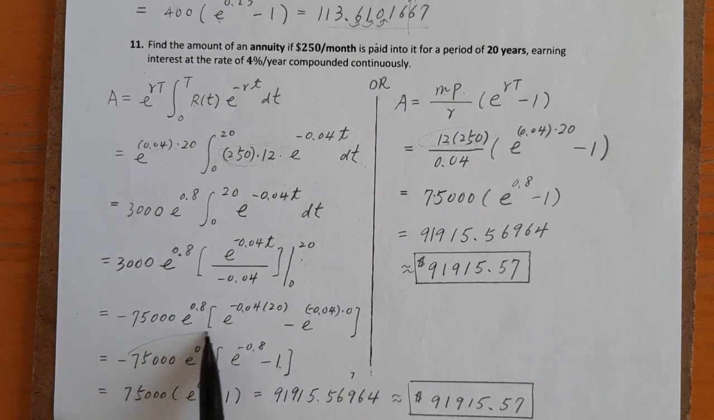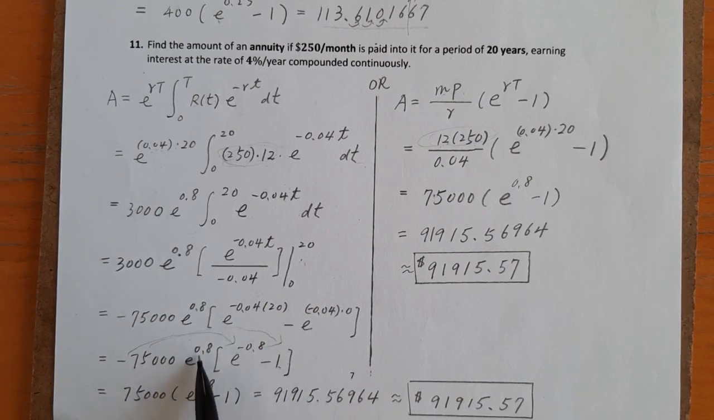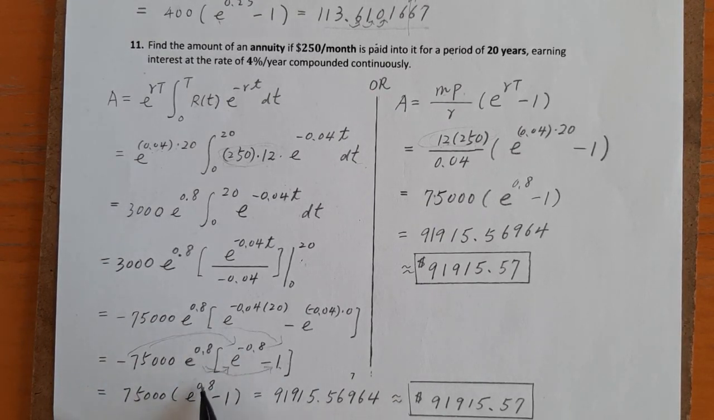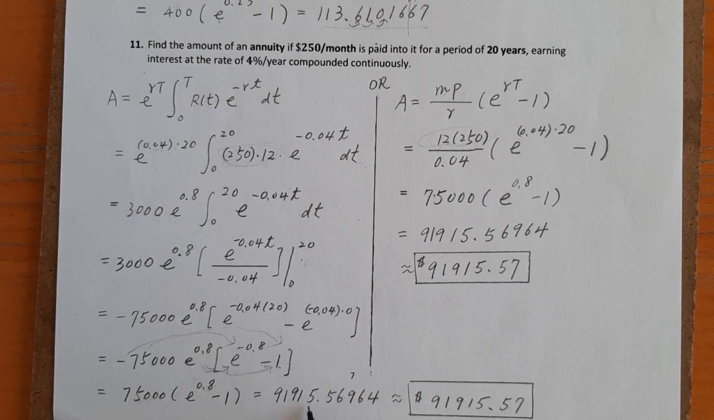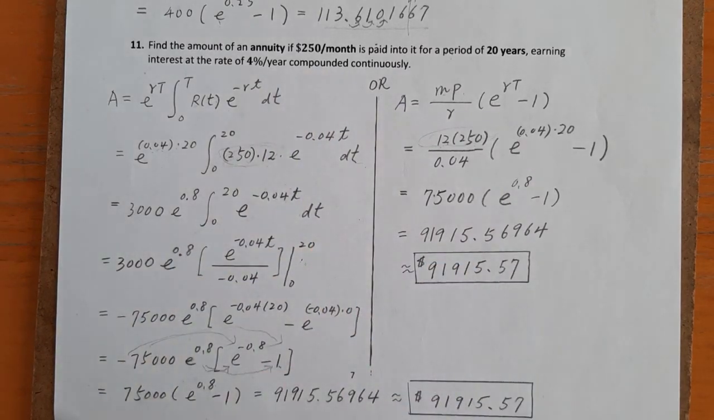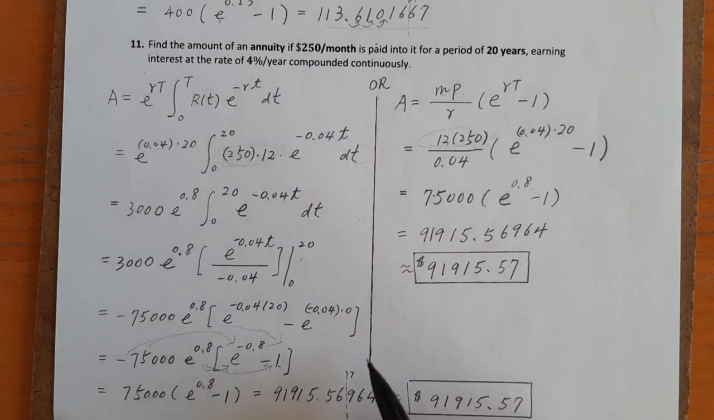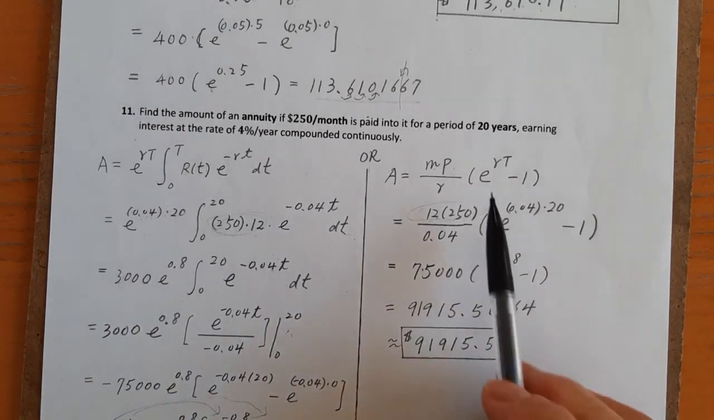Then distribute the negative in: e to the power negative 0.8 distributed in, and e to the power 0, which is 1, gives e to the power 0.8 minus 1, and figure out this. Here it is exactly 1, so up to here, round up, so it's $915.57. Or you can use this formula.